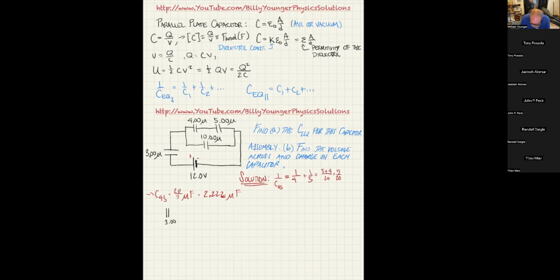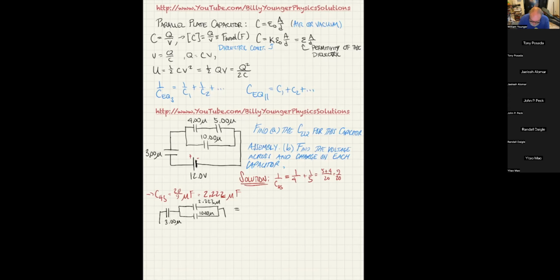Here's our 3.00 micro, and then that breaks up into the 2.222 micro, and opposite that is the 10.00 micro. And then this goes back to the battery, and this goes back to the battery. So that's the equivalent circuit so far. Now I've got the 10 micro and the 2.222 micro in parallel. And that's actually really easy to solve.